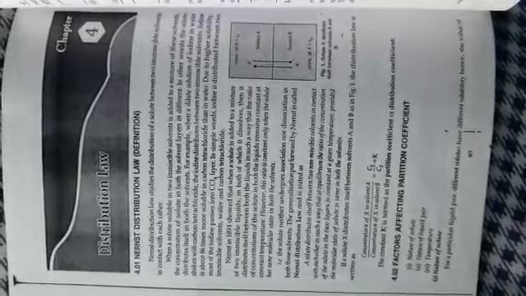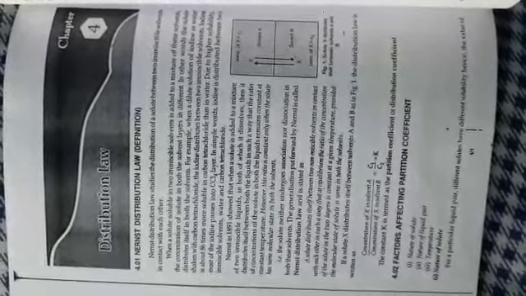For example, when a dilute solution of iodine in water is shaken with carbon tetrachloride, the iodine distributes between two immiscible solvents. Iodine is about 86 times more soluble in carbon tetrachloride than in water. Due to higher solubility, most of the iodine passes into CCl4. In simple words, iodine is distributed between two immiscible solvents, water and carbon tetrachloride.